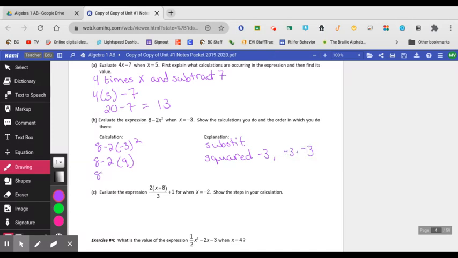Now we're going to multiply 2 times 9, which is 18. So we multiply 2 times 9, and then we subtract from 8 and we get negative 10.